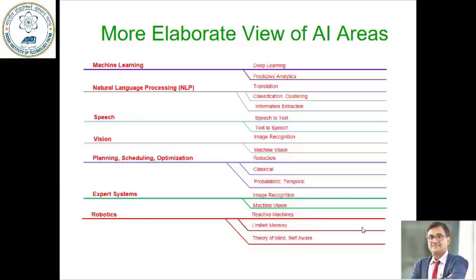A more elaborate view of AI is shown here, where on the left we see broad topics like machine learning, natural language processing, speech, vision, planning, expert system, and robotics. So these areas are fleshed out with more details. For example, machine learning has deep learning and predictive analytics. Deep learning is a technique. Predictive analytics is both a technique and an application. For example, one would like to predict the trend in the stock market, the movement of financial system. So that would be application of machine learning to financial domain.